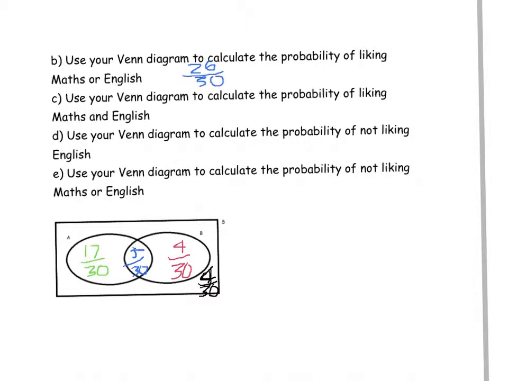Now it says use your Venn diagram to find the probability of liking both maths and English. So this is just the section where they like both maths and English together, which is the bit in the middle, which is 5 out of 30.